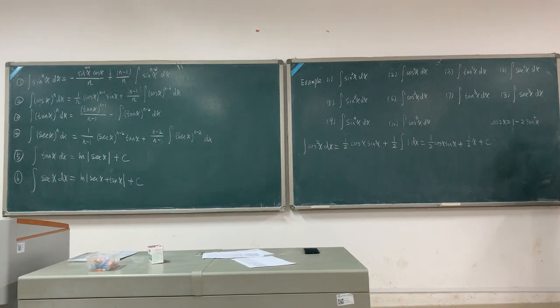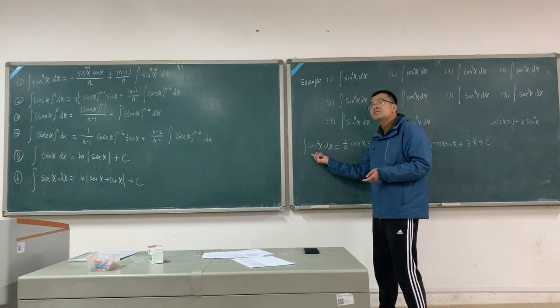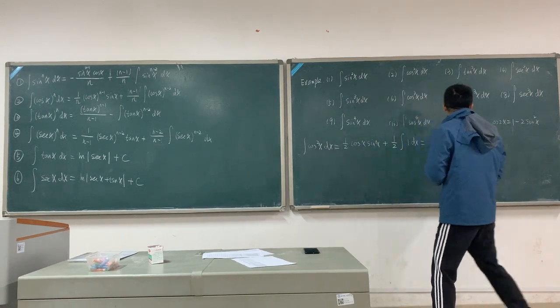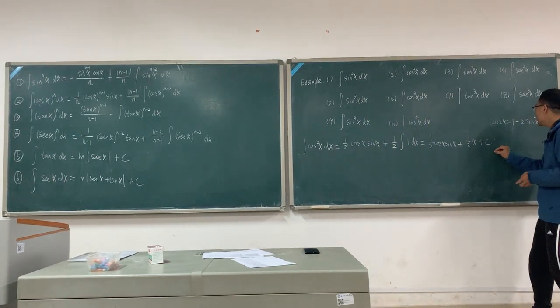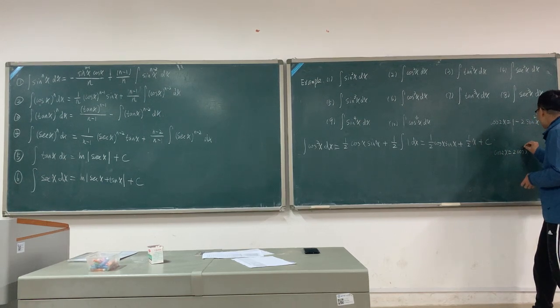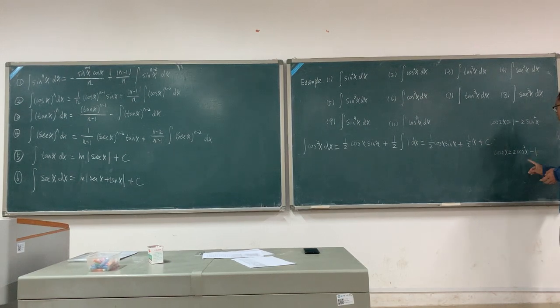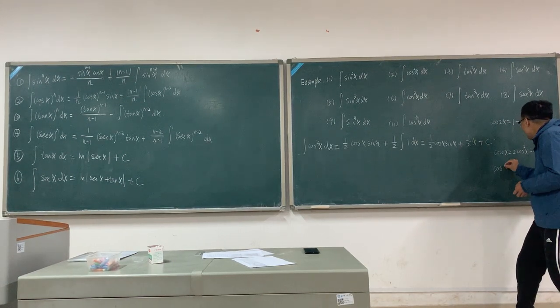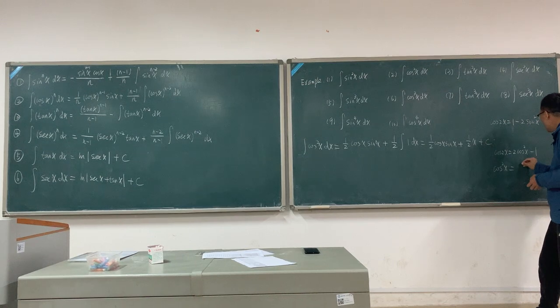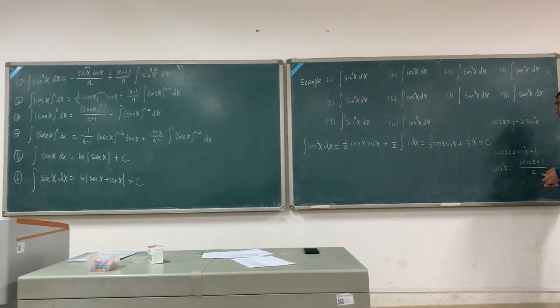Yeah? This is the first method, okay? And here the same, cosine x square, you can use this formula: cosine 2x equals 2 cosine x square minus 1. So from here we have cosine x square equal to cosine 2x plus 1 over 2. The second method, you can use this formula, okay? So this is number 2.